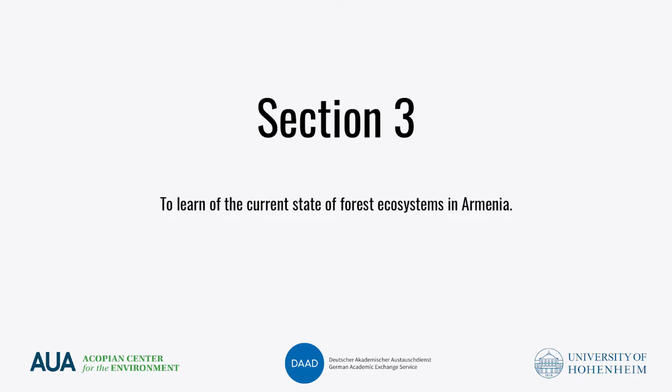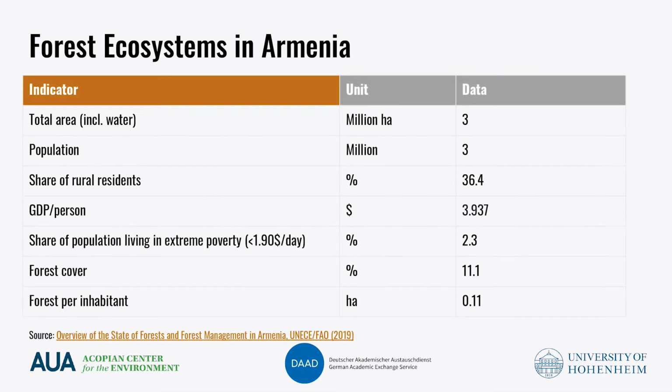In this section you will become familiar with the current state of forests in Armenia. Armenia is a landlocked mountainous country in the South Caucasus, with a population of 3 million. A third of the population lives in rural areas. About 11% of the country is covered by forests, that is 0.1 hectares of forest area per resident, one of the lowest ratios in the region.